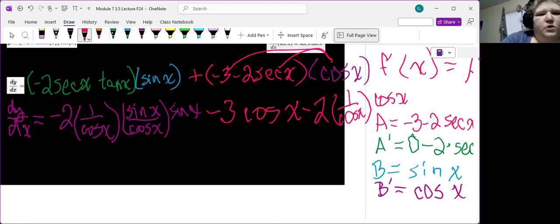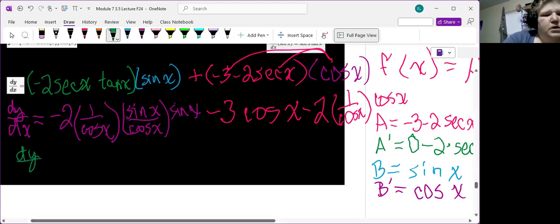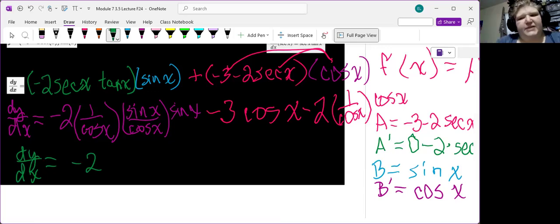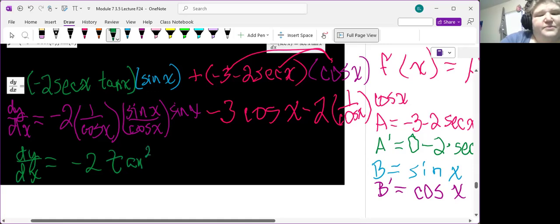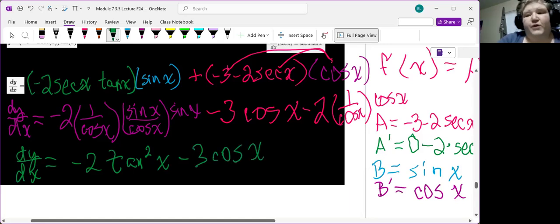So now, a little more on the cleanup. So our dy dx is negative 2. Now when I look, the top is 1 times sine, the bottom is cosine times cosine. So that's sine squared over cosine squared. So sine over cosine is just tangent. So squaring the top and the bottom, it's just tangent squared. Negative 3 cosine x, that's all we can do with that. But over here, the 1 over cosine times cosine does indeed cancel out. So over here, it is just negative 2.